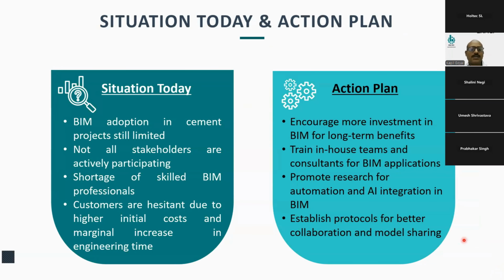Now let us talk about what is the situation today for implementing BIM in the cement industry. BIM adoption in the cement plant is still limited. Not all the stakeholders are actively participating. Small vendors do not provide any 3D models. Big suppliers provide only for a few buildings, and the purpose is not fully served. There is a shortage of skilled BIM professionals, especially for the cement plant or heavy industry. It is still a way ahead.